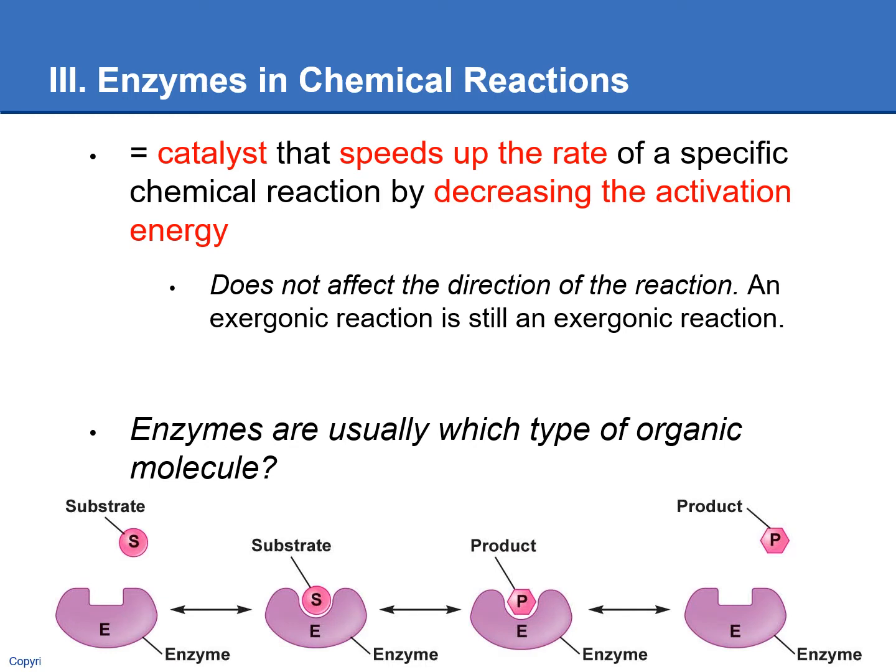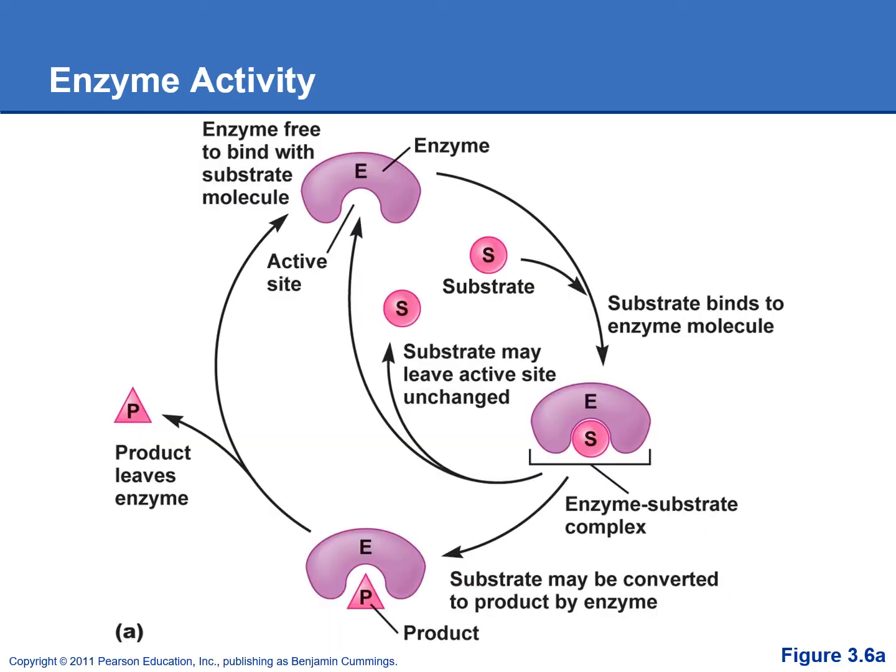Enzymes are usually which type of organic molecule? So remember that most enzymes are going to be made out of proteins. And if you remember, the enzymes have an active site. That's where the substrate will fit into. And then the enzyme will catalyze the chemical reaction, form the product. And then the product will come out of the active site, and then the enzyme will be ready to use again. And we'll accept another substrate and then do the whole reaction again.